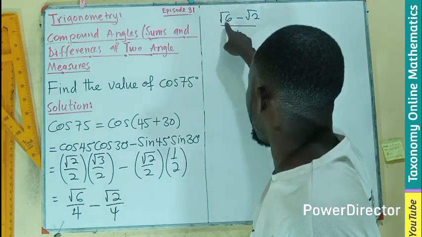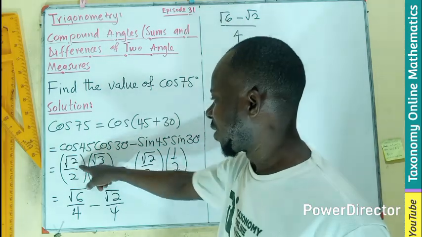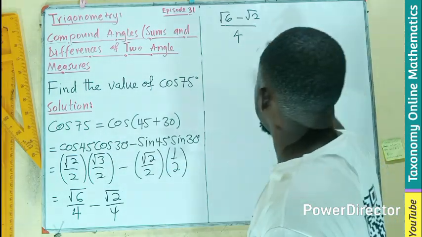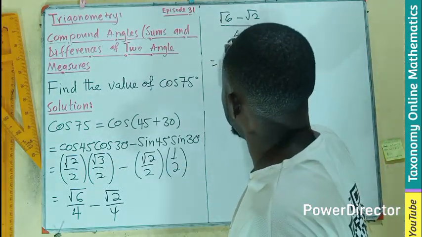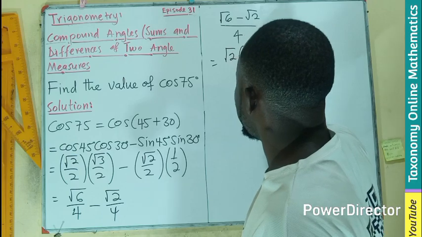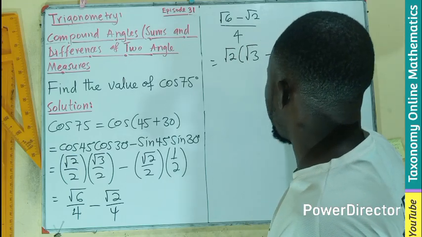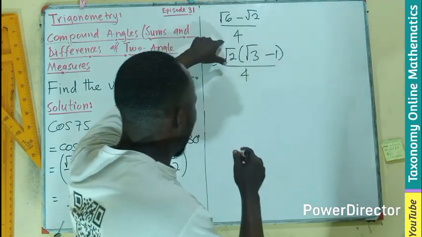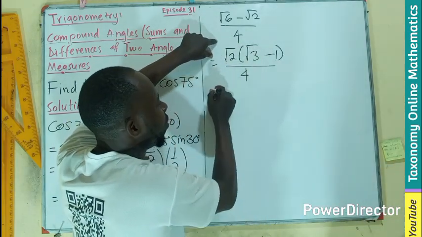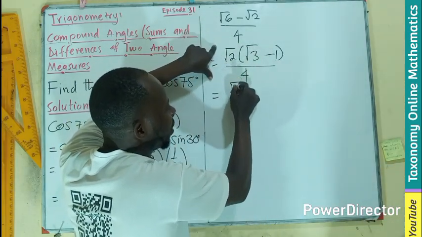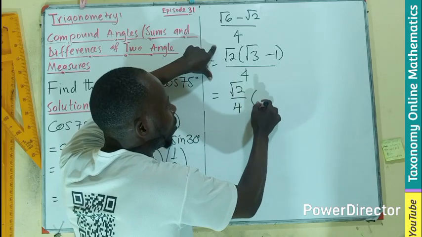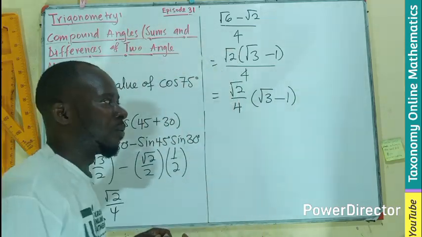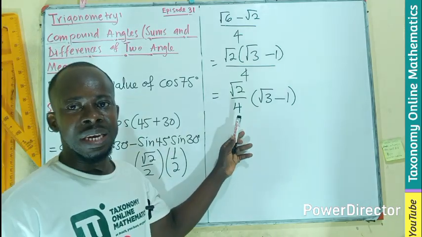But I can see that there's a common factor here, root 2, since root 6 is root 2 times root 3. So I can take the root 2 out, and you remain with root 3 minus 1, divided by 4. Or I can also write it as the root of 2 over 4 multiplying the root of 3 minus 1. We can leave it in this form, or we can also leave it in that form.